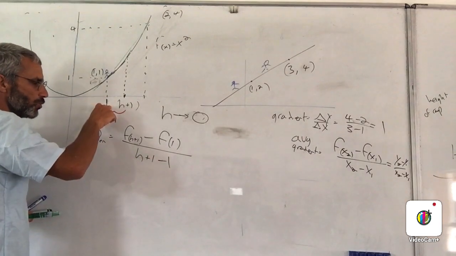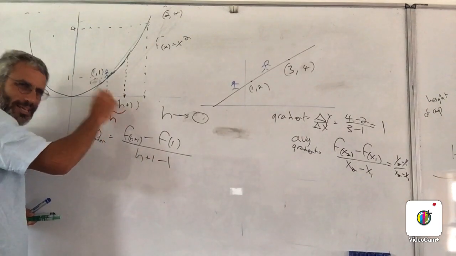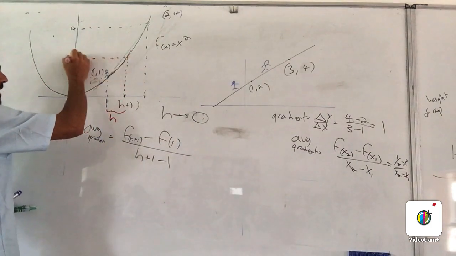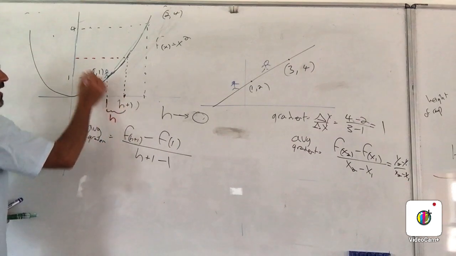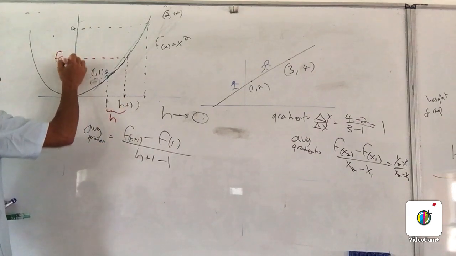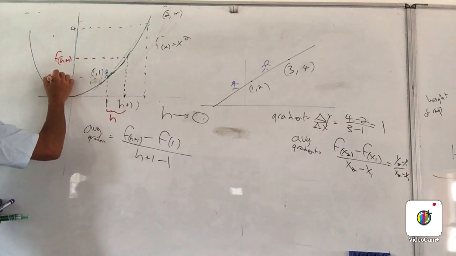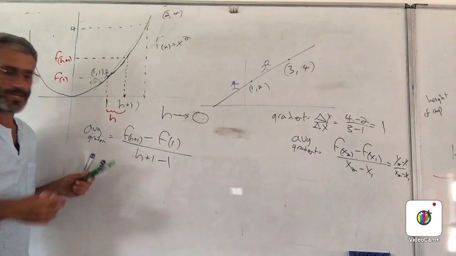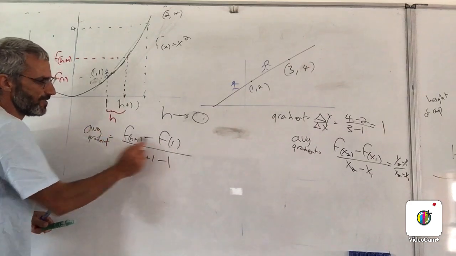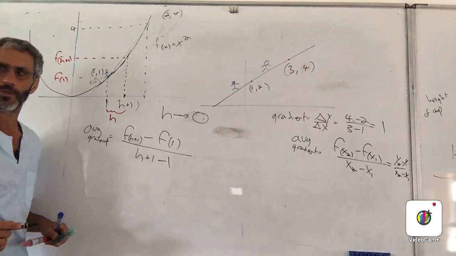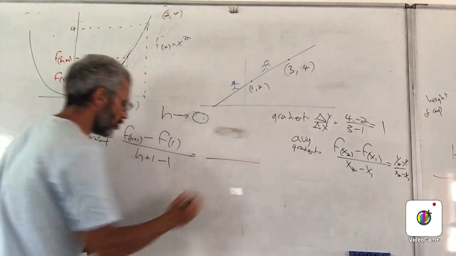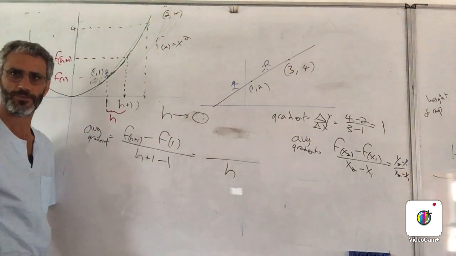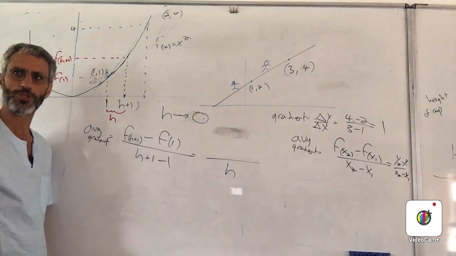If x1 is 1, x2 is h plus 1, basically a tiny little extra to the 1, then we can write down that f of this value of x is f of h plus 1, and the other value is f of 1. To calculate the average gradient, as we always do, we take the difference in f divided by the difference in the x's. Let's start with the denominator. What is h plus 1 minus 1? h.